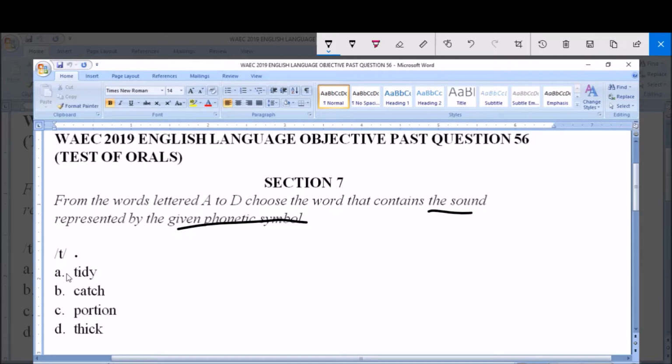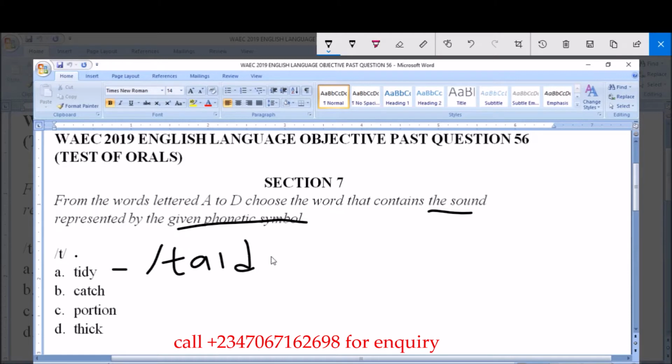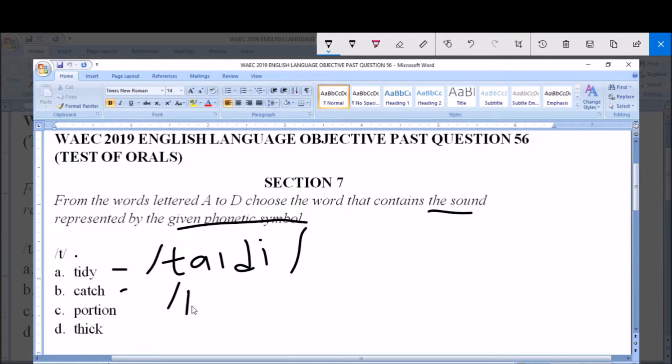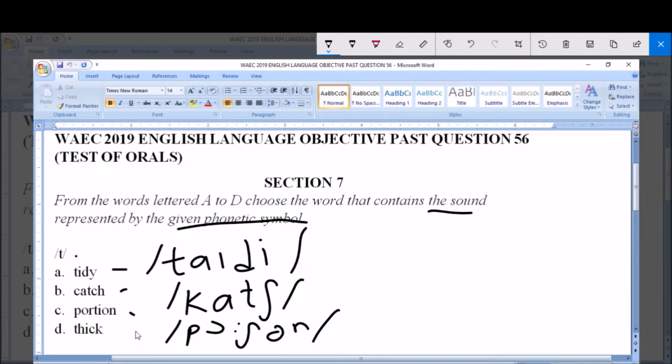So in order for us to pick out the option that contains this consonant sound, it would be a good idea to transcribe each of the options given to us so we can see which one contains the sound. So option A, tidy, is transcribed this way. Option B, catch, is transcribed this way. Option C, portion, is transcribed this way. Portion. And option D, thick, is transcribed this way.